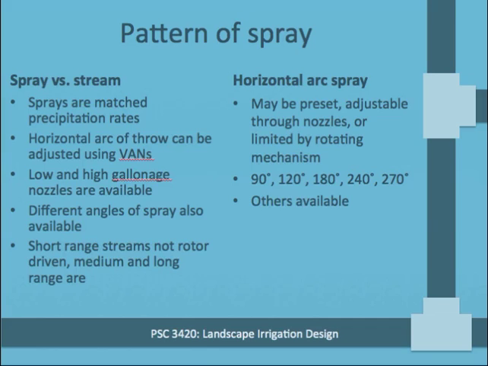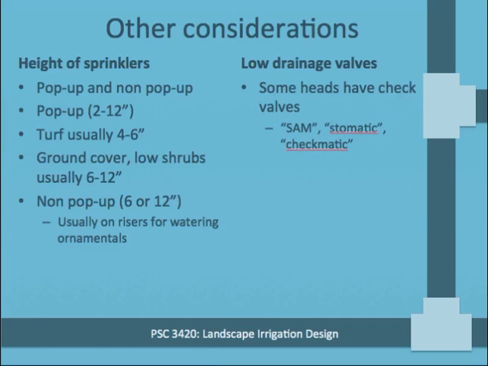Okay, so moving on. Other things to consider when you're choosing sprinklers for your particular design. The height of the sprinklers is going to be important. In some cases you need to have a pop-up sprinkler, turf areas for example. In other areas though, where you don't need to get that sprinkler out of the way of traffic, you could have non-pop-up sprinklers, shrub beds for example, planting beds. But if you do have pop-up sprinklers, they can range in anywhere from 2 to 12 inches popping up. In turf areas, they're usually around 4 to 6 inches depending.